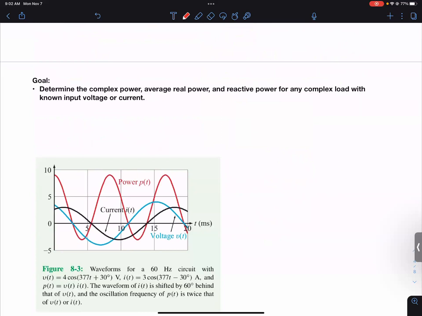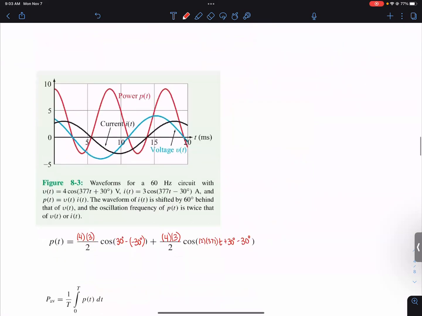All right, so now we're moving on to the next concept that we need to understand. That next concept is complex power, average power, and reactive power when we have an actual circuit. There's some terminology that we want to look at.